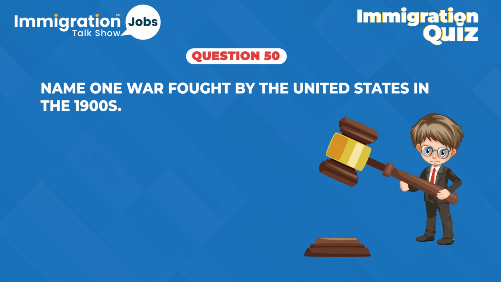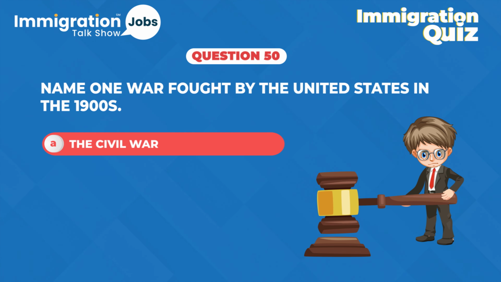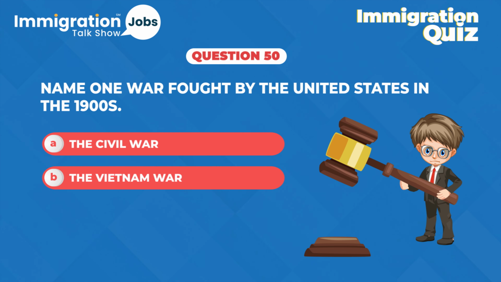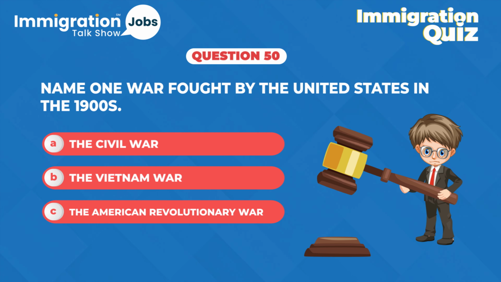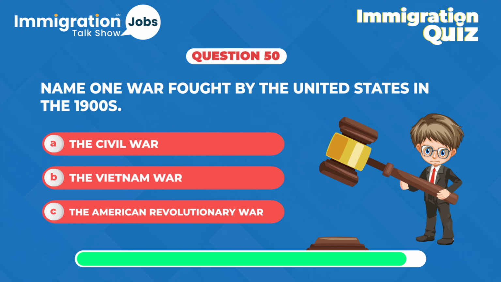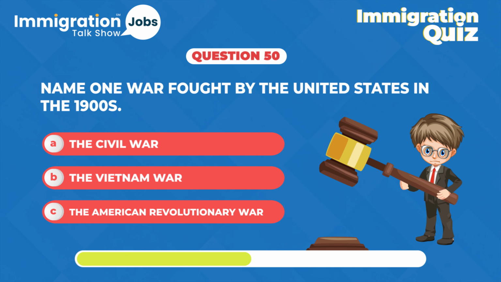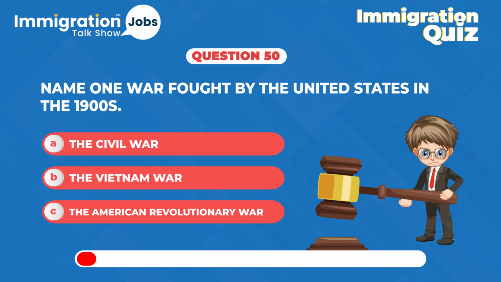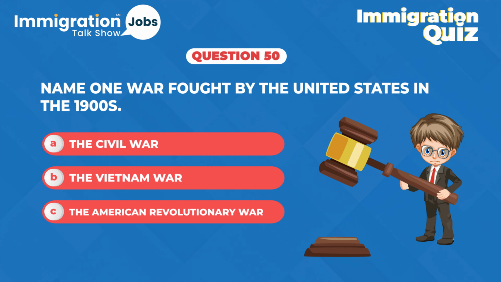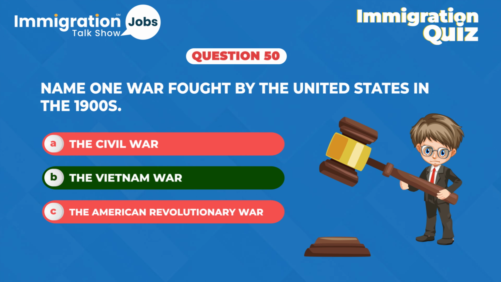Name one war fought by the United States in the 1900s. Option A, the Civil War. Option B, the Vietnam War. Or option C, the American Revolutionary War. And the correct answer is option B, the Vietnam War.